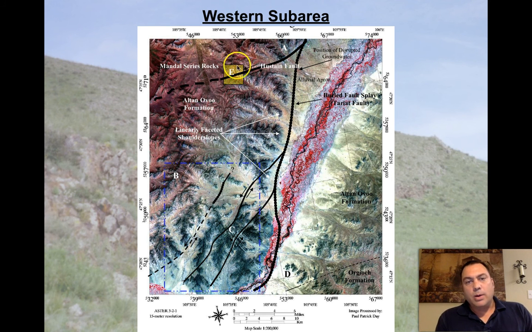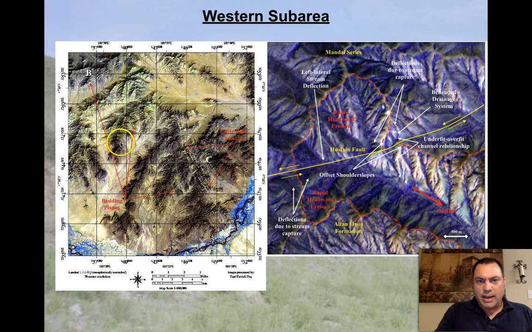We're going to come to this here in a minute, because we actually think that we see the Hustain fault cutting across here and disrupting drainages in this area, very young disruptions. So let's show that here in a moment.